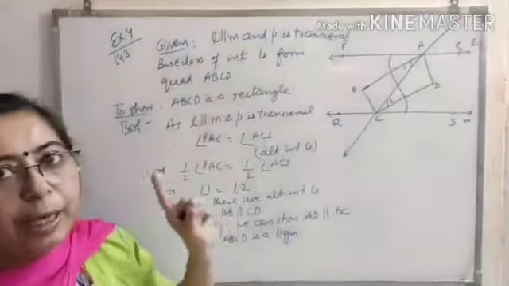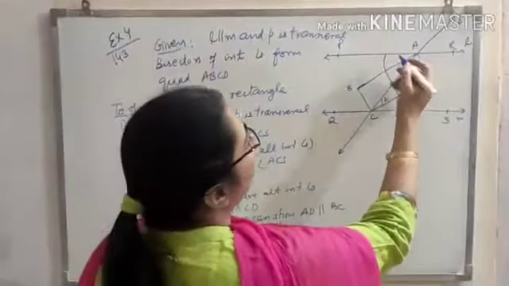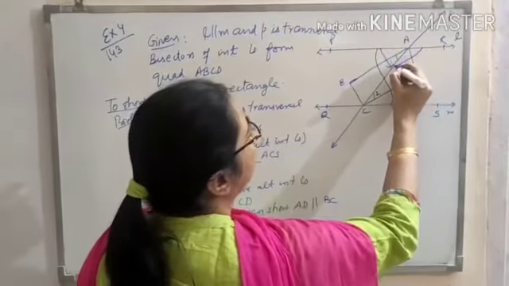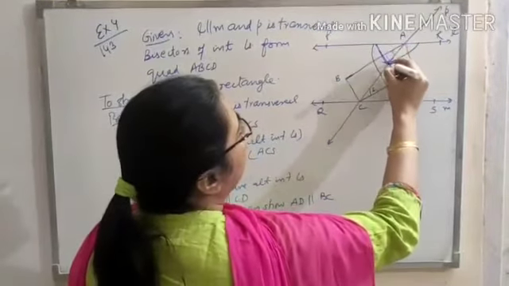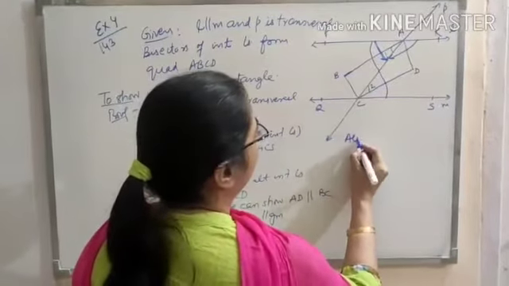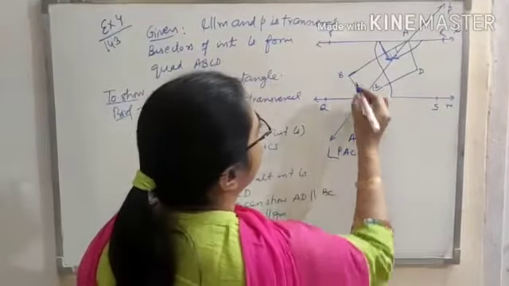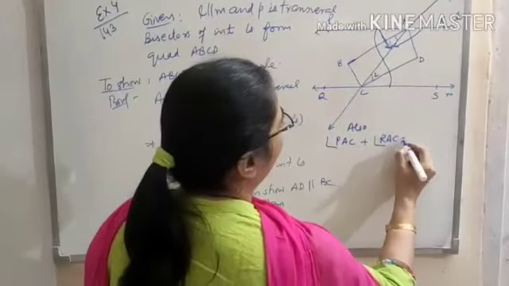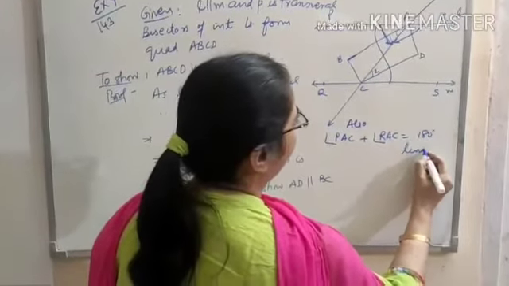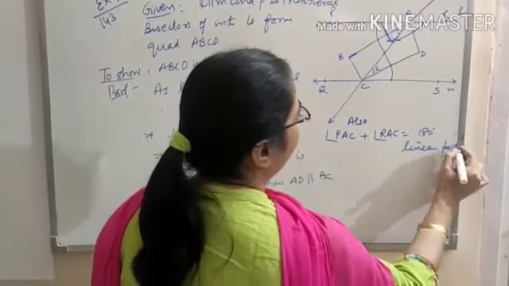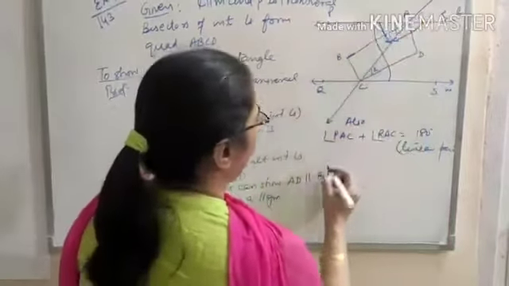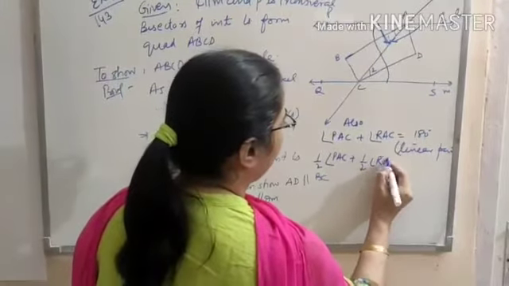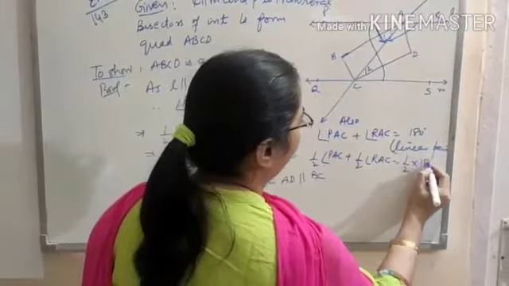We will show that one angle is 90 degrees. Now what will I use? I will use these two angles, this and this. Angle PAC plus angle RAC is equal to 180 degrees, linear pair. You can see on the straight line this linear pair is formed. So half of PAC plus half of RAC is equal to half of 180 degrees.